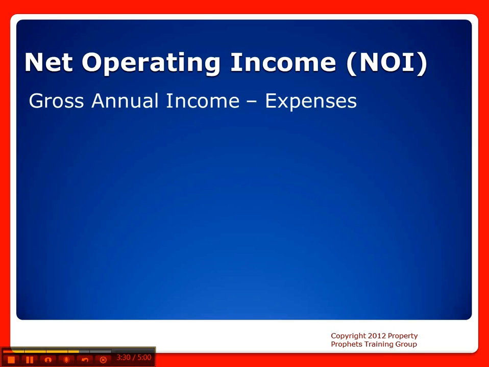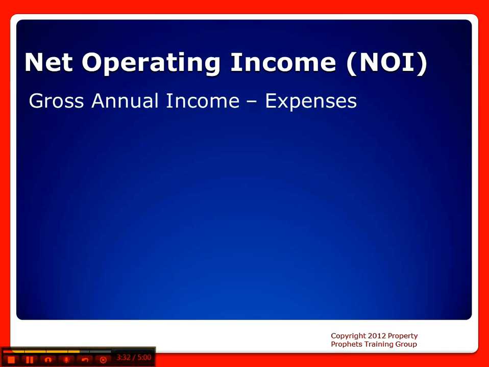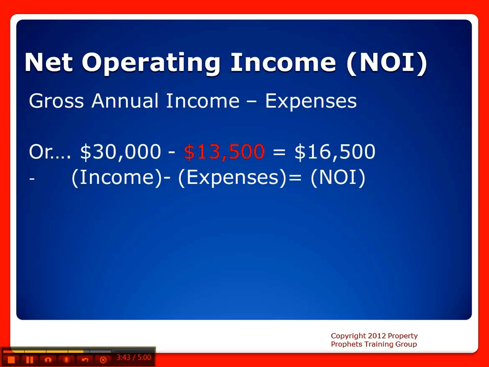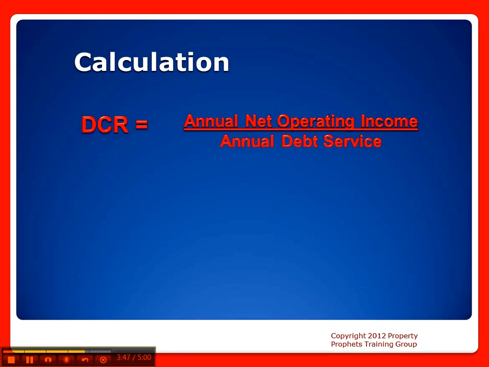Now, the gross annual income minus the expenses gives you your net operating income. So $30,000 minus the $13,500 gives you $16,500 of net operating income. So we've got one of our figures now, right?